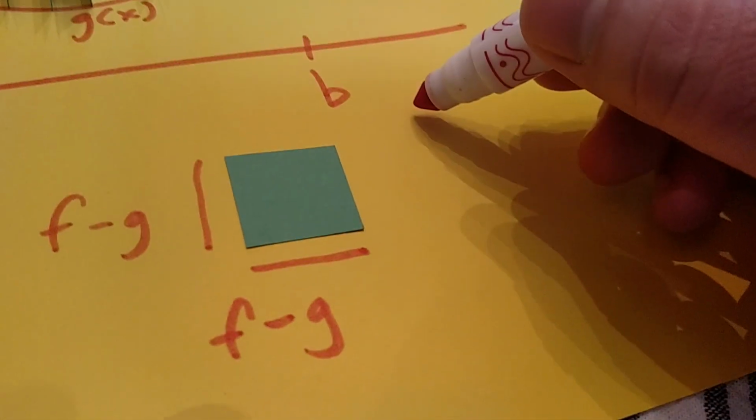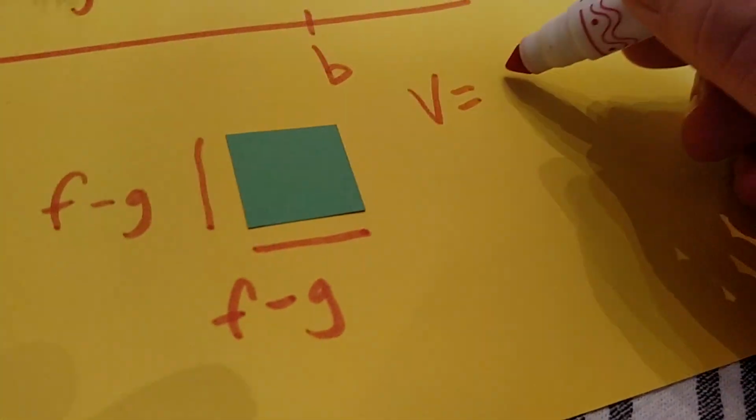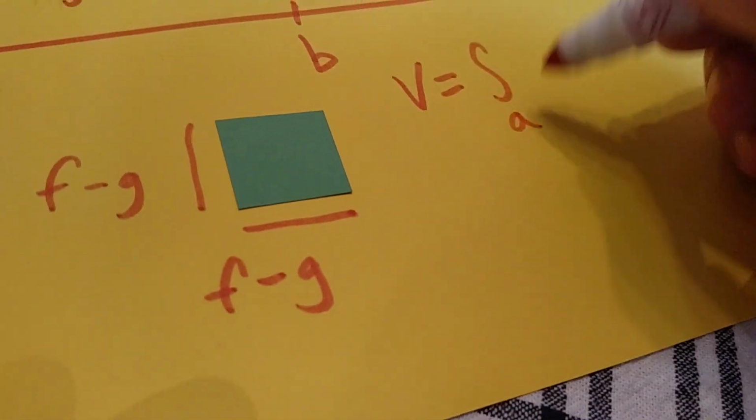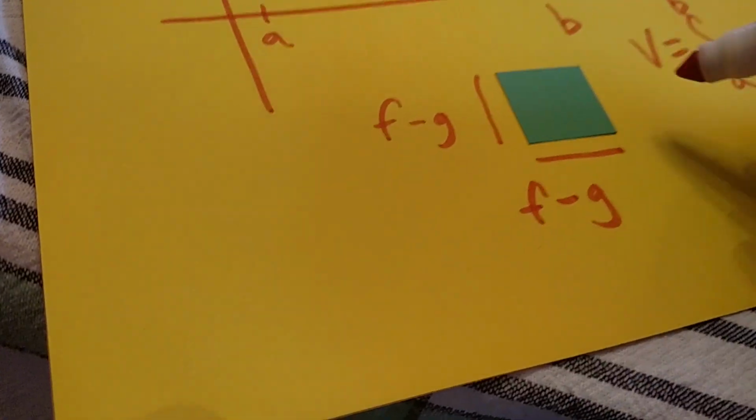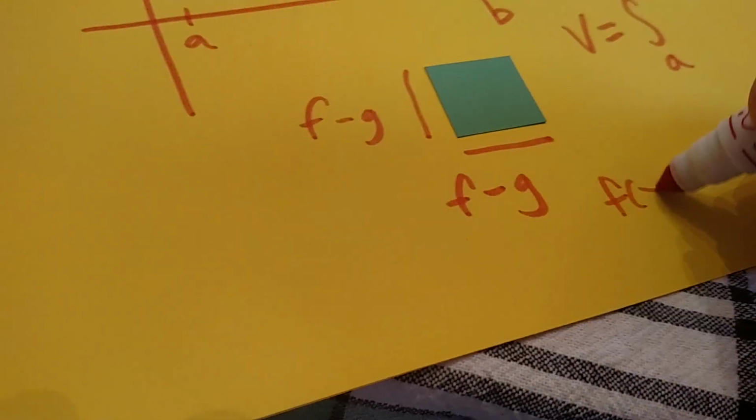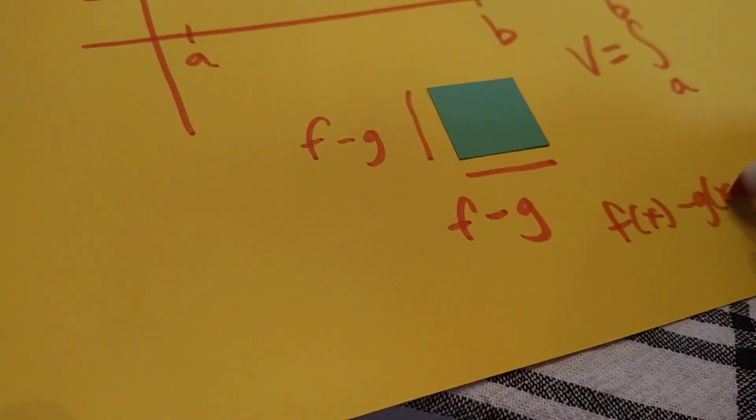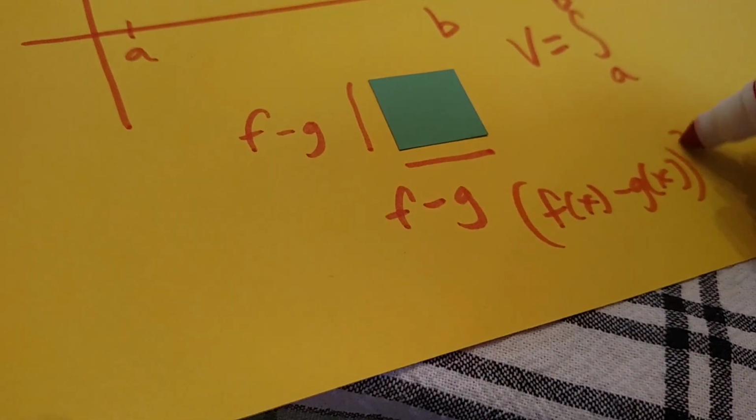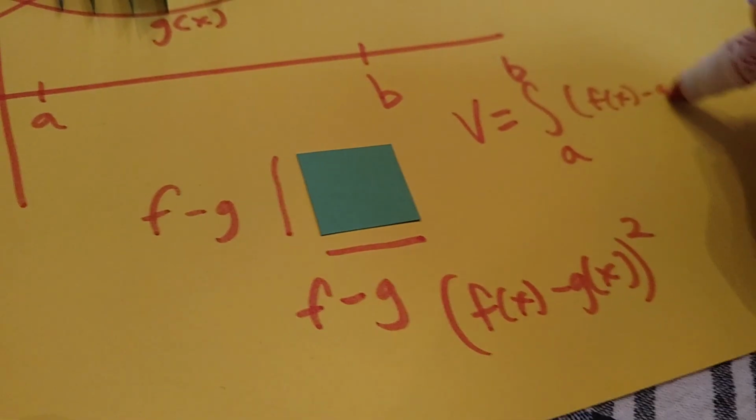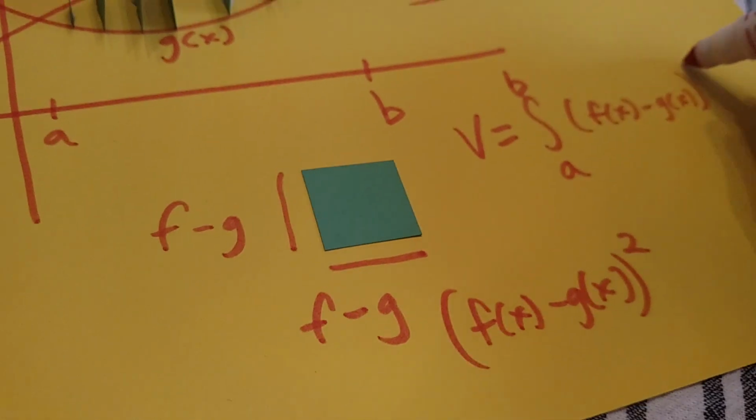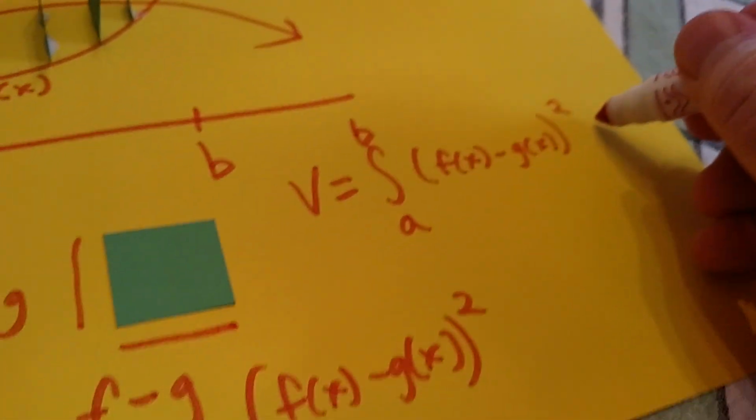So if I wanted to write an integral here to solve this, I'd say the volume equals the integral from a to b. And then what I do is I just do the area of this shape. The area of that shape is f of x minus g of x squared. So I'm going to write that, f of x minus g of x squared. And then dx would be the thickness.